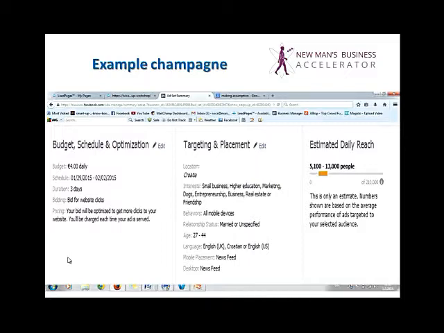I targeted small business: people who are interested in small business, have a higher education, and are interested in marketing, dogs, entrepreneurship, business, real estate, or friendship.